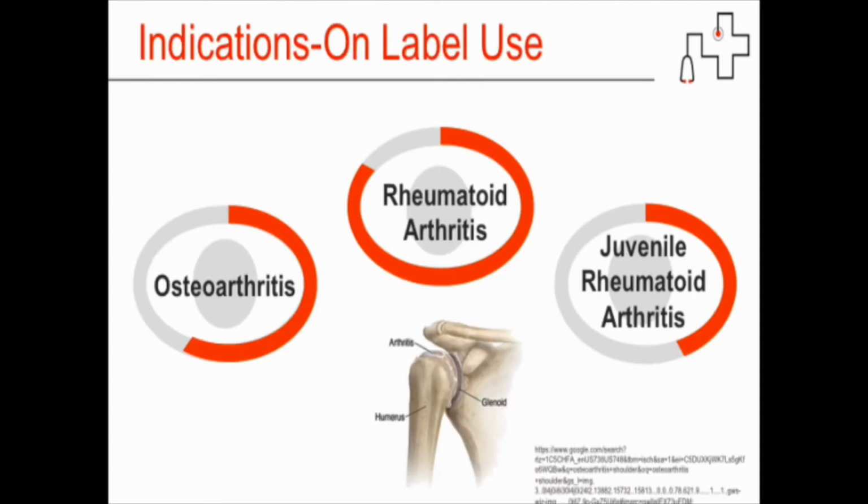Meloxicam is indicated for the relief of signs and symptoms of osteoarthritis, rheumatoid arthritis, and juvenile rheumatoid arthritis. Osteoarthritis is a type of arthritis caused by inflammation, breakdown, and eventual loss of cartilage in the joints, also known as degenerative arthritis. Rheumatoid arthritis is a disease in which the body's immune system attacks its own joints.